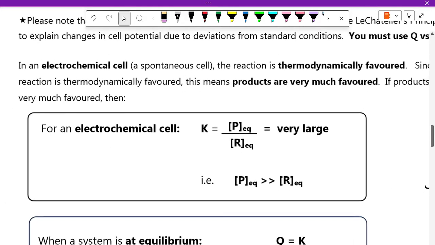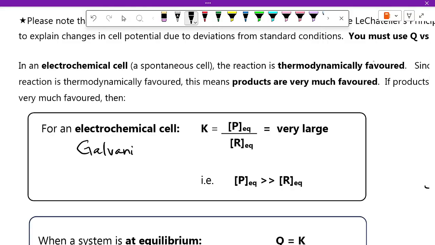So for an electrochemical cell, a galvanic cell, K is very large. That's why that reaction just trundles along to completion, right? That's why the battery just keeps going until the battery dies. Yes? So K is large. In other words, the concentration of the products is much, much bigger than the concentration of the reactants. Yes?